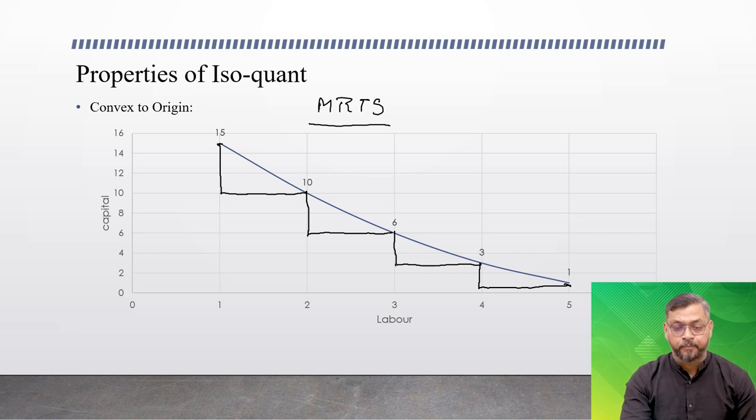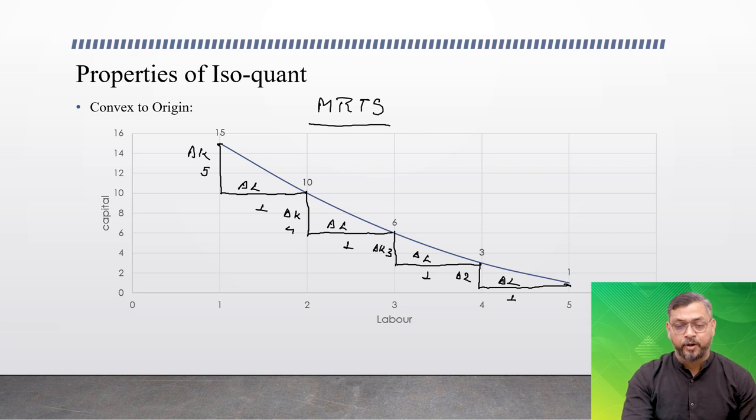Now if you look, the change in your labor, delta L, is constant. It is 1 here, 1 here, 1 here, and 1 here. But if you look at the change in capital, initially it is 5, that is delta K is 5. Change in capital here is 4 units, here it is 3 units, and here it is 2 units.